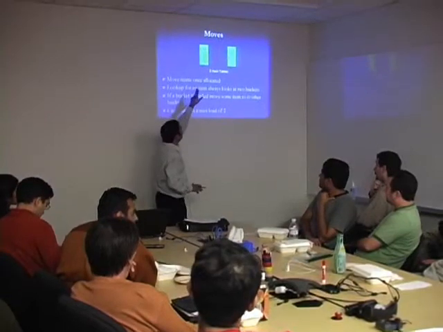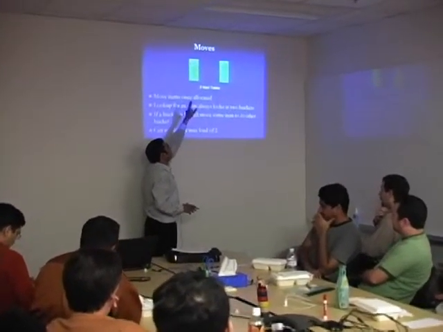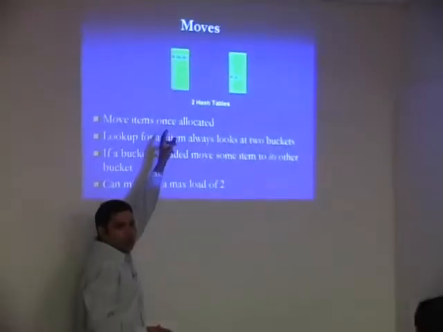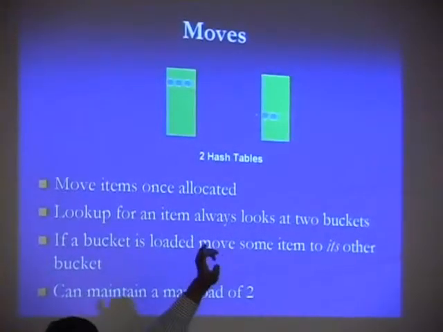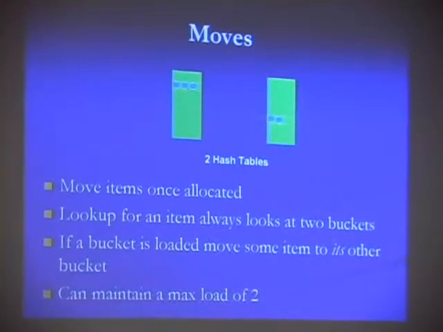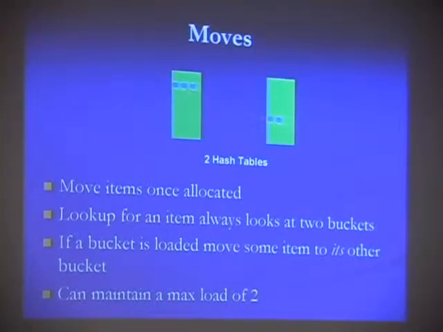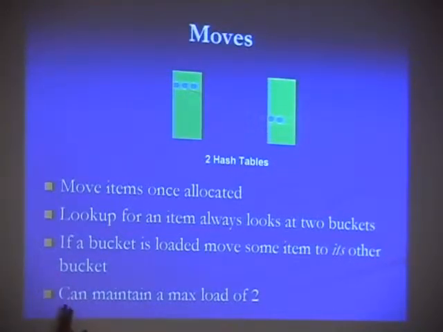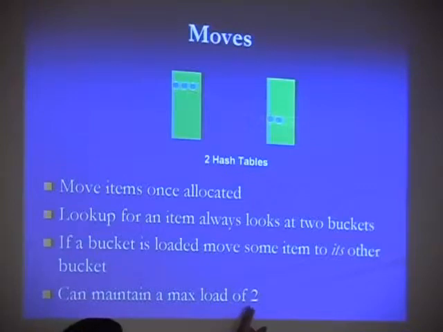But the basic concept is that just because you place an item in one bucket, you always have the option of moving it into its alternate bucket. And what we show is that indeed it's possible to get a huge improvement by performing such moves during inserts. By performing such moves, you can actually maintain a maximum load of 2 items per bucket. That means the distribution is so even that most of the buckets will have exactly 2 items. Some of them will have 1 item, and some of them will have none.